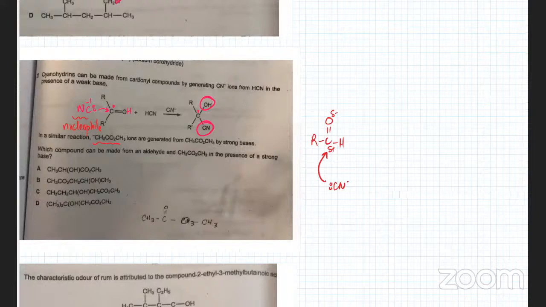What happens in the next step is that the C joins with the CN, you get an H, and the O on top turns into OH. That's the whole thing: a cyanohydrin forms. So what we are going to do now is that they have stated that it's a similar reaction.